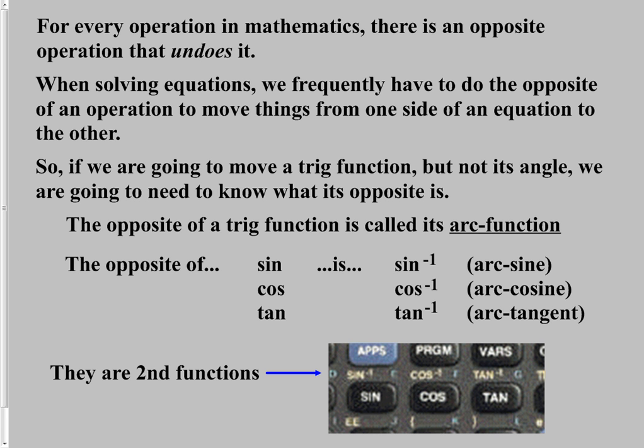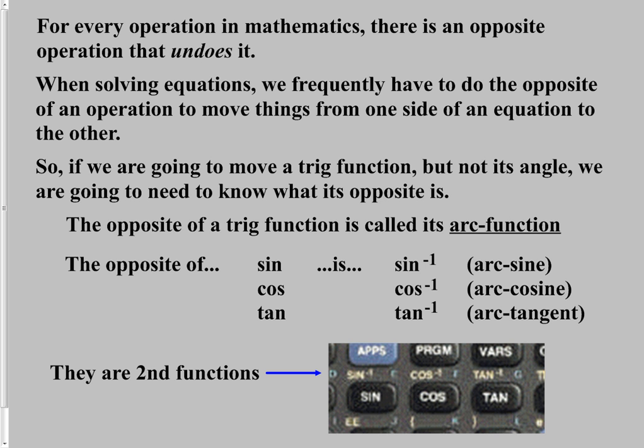If our angle measurement is a variable and we have to solve for that variable, you have to get the trig function to leave the theta measurement alone. The opposite of a trig function is what we call its arc function. We should know well by now that anytime we want to move something from one side of the equal sign to the other, we have to do the opposite of whatever's already being done. So if you have sine that is being done and you need to stop that from happening, then the opposite of sine is arc sine.